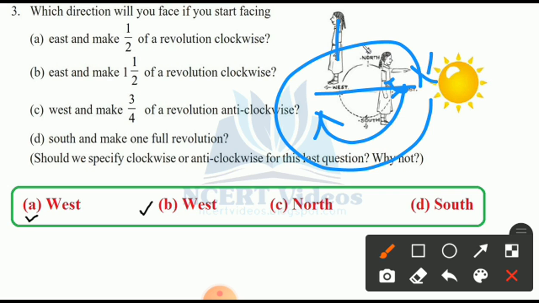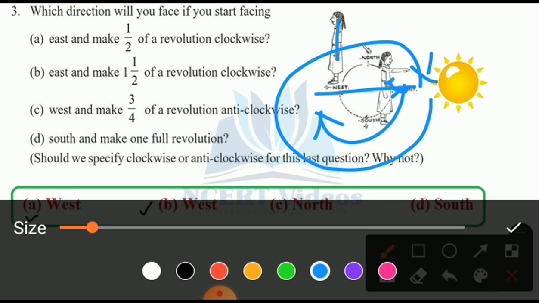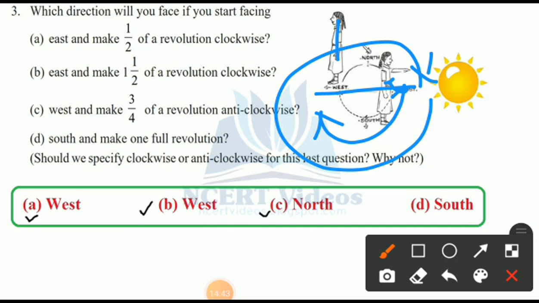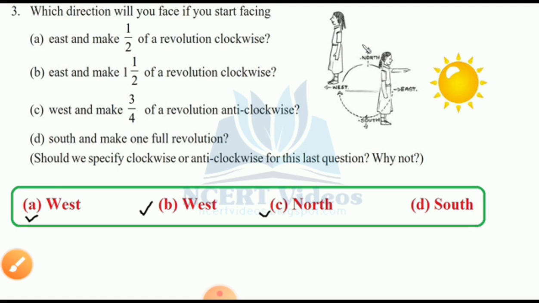Now west side and make 3/4 of revolution anti-clockwise. Yes, good question. My dear student, I am taking now red color so you can get the idea about this one. See how it is there. It is easy. Where you are standing? West direction. Here you are standing. Okay, and here you are moving revolution anti-clockwise 3.5. This is half, and here you will reach on north. You will reach on north direction.